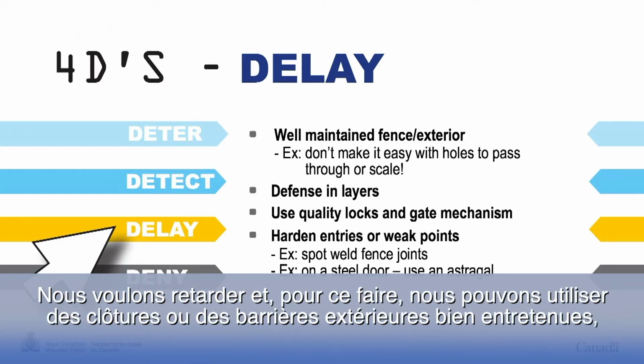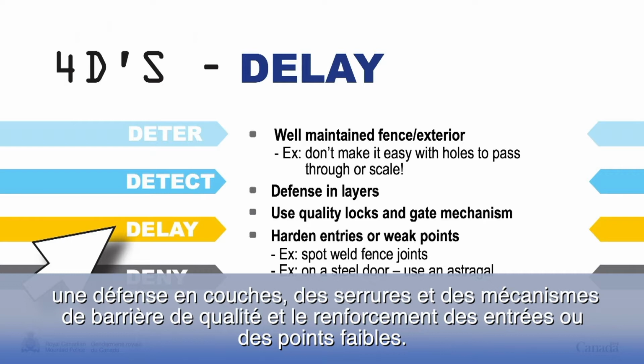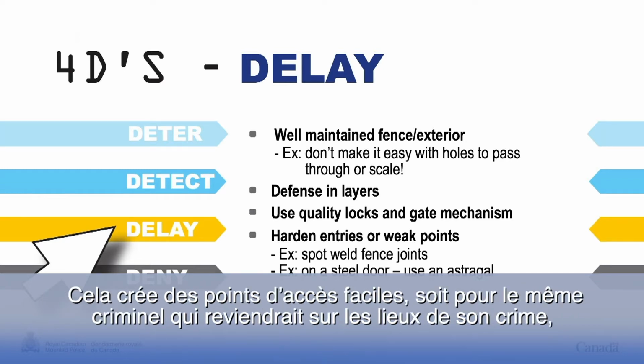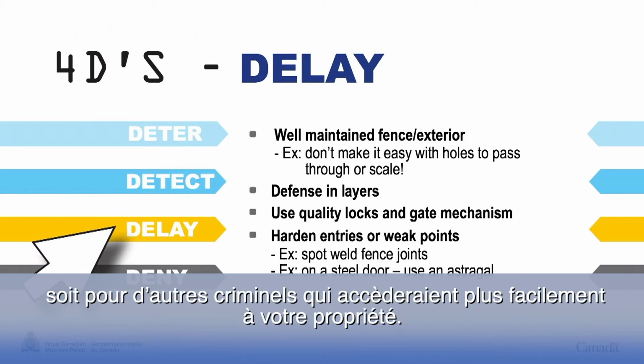We want to delay, and by delaying, we can use well-maintained fences or exterior gates, defense in layers, use quality locks and gate mechanisms, and harden entries or weak points. A lot of crimes are committed on properties that have holes in fences or holes that have not previously been repaired. These are making easy access points for either the same criminal to return or for future criminals to have easier gain to your property.